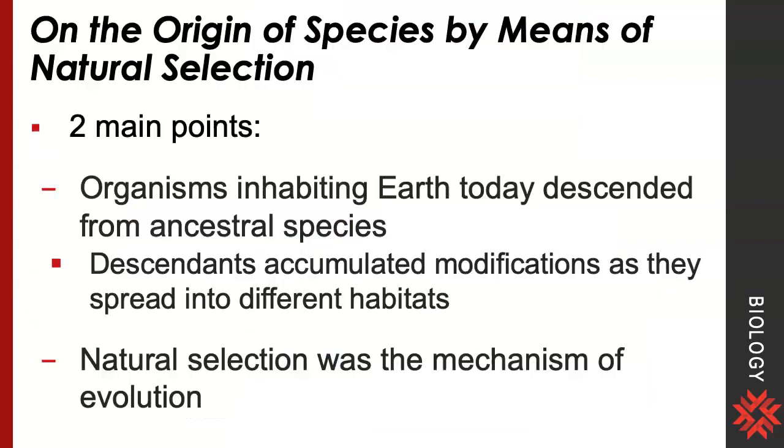All right, so what did Darwin's manuscript say? Well, he was making two main points within it. The first one: organisms inhabiting Earth today are not fixed. They have descended from ancestral species, and they have accumulated some modifications over time depending on the environment they were living in. Point two was that natural selection is the how. Natural selection is the main mechanism of how these differences were going to accumulate over time. And we'll take a closer look at that later in this chapter and in our next chapter as well.